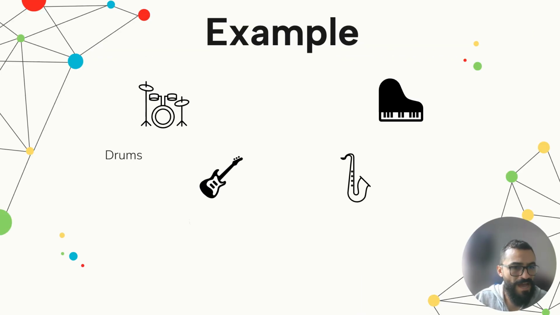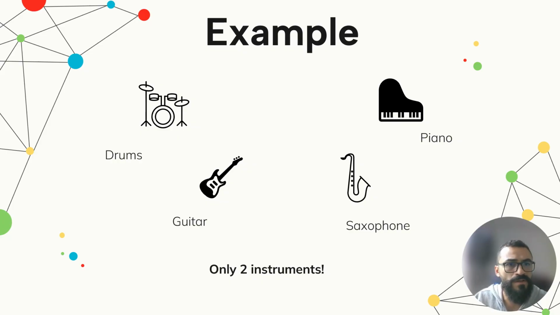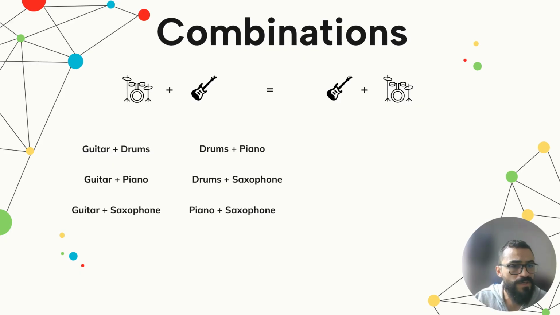let's assume that you have four instruments and you want to make a musical track, right? And for that musical track specifically, you want to start with two of these instruments. The instruments that we have here are drums, guitar, saxophone, and the piano. So if you want to select two instruments to start with, you can have these combinations: guitar and drums, guitar and piano, guitar and saxophone, drums and piano, drums and saxophone, piano and saxophone.